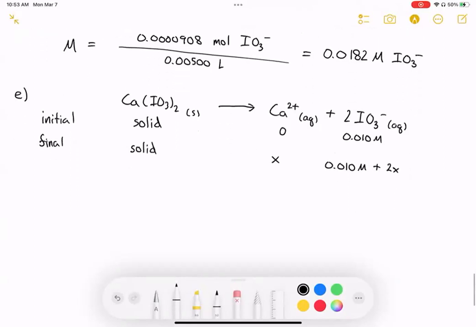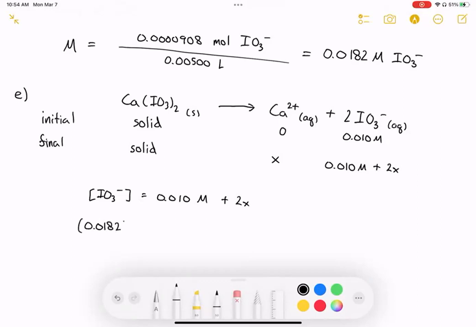So our total concentration of iodate minus is going to equal 0.010 molar plus 2X. So we need to solve for X, because our X value will give us our solubility for calcium, and therefore for calcium iodate. So let's solve for that right now. Plug in the numbers.